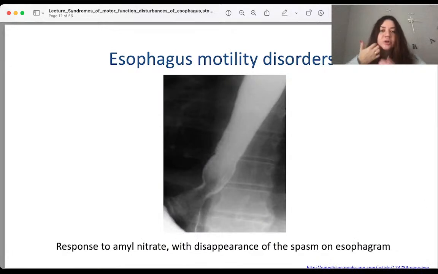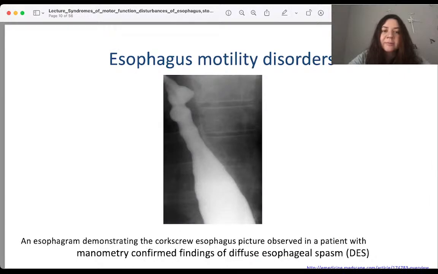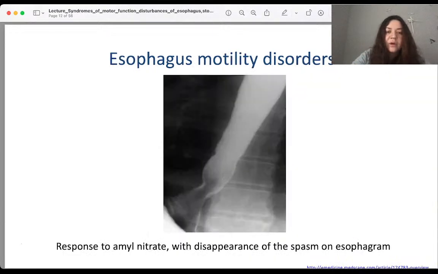And one more picture. It shows the response to amyl nitrate with disappearance of spasm of the esophagus. One more time, you see the picture with a spasm that blocks the passage of esophageal content through it. And after using amyl nitrate, you see disappearance of this spasm. We see the lower esophageal sphincter narrowed a little bit, but it does not disturb the passage of contents.